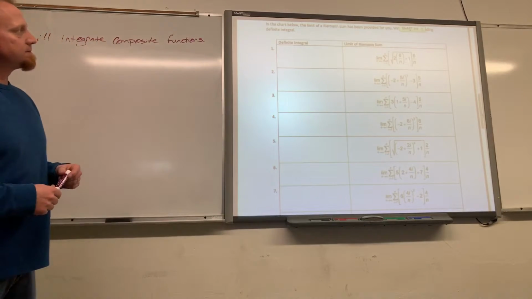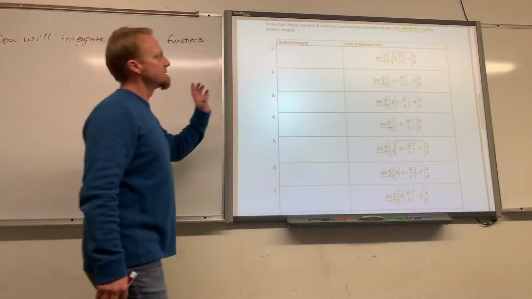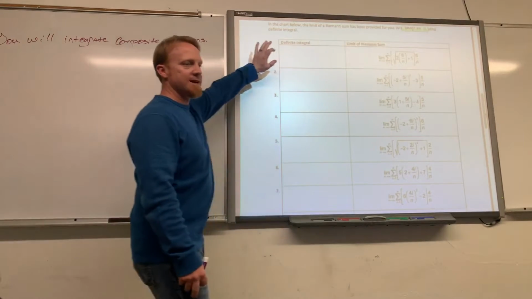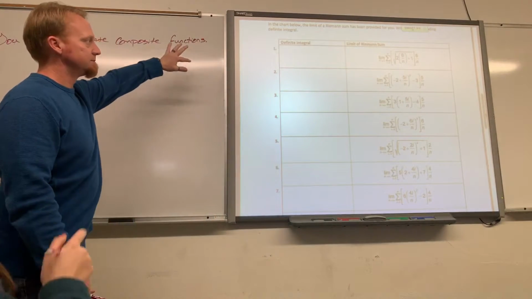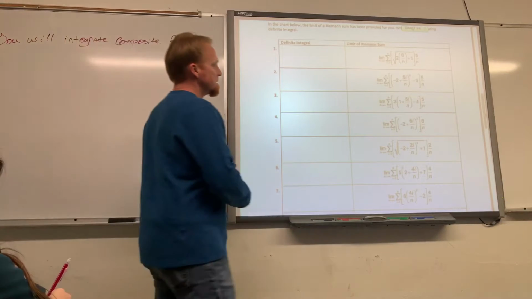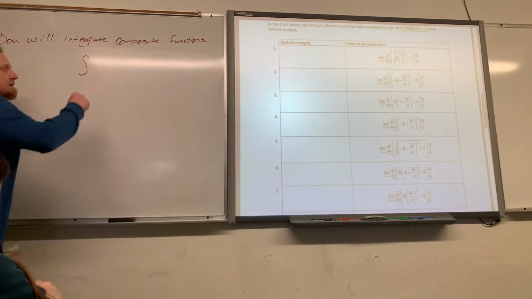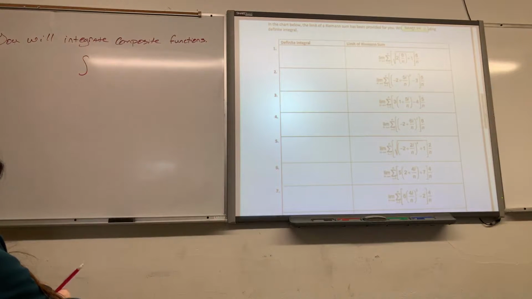All right, so on this one, it's going to give me the limit of the Riemann sum, and then we want to translate it into the integral. All right, so I'm going to do it over here so I can write bigger. All right, can anybody get me started on number 1? Just give me a piece of it.